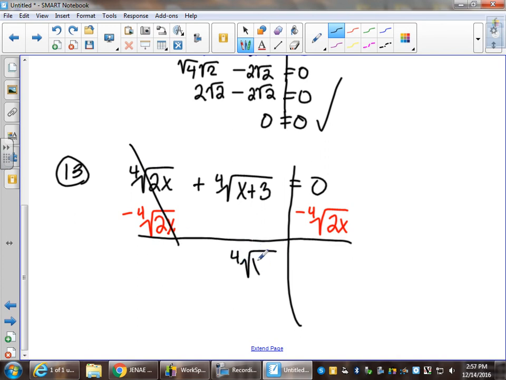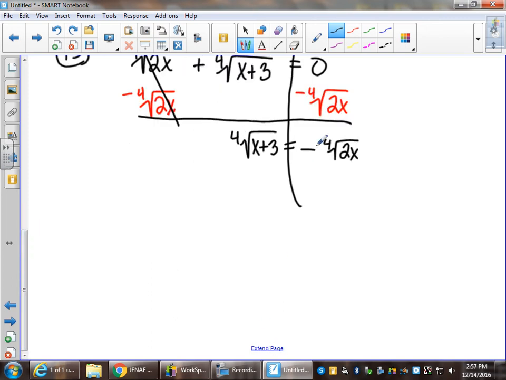So I get the fourth root of x plus 3 equals negative fourth root of 2x. These are both fourth roots, so if I raise both sides to the fourth power, I will be able to get rid of the radical signs. 4 is an even power. I will need to check my answers.